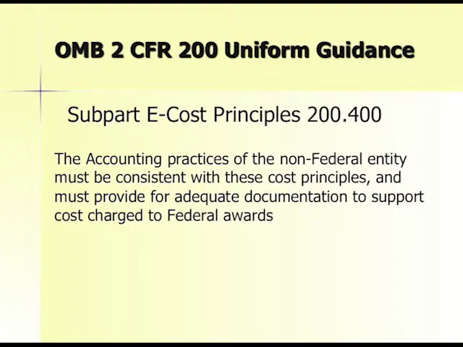So I'm going to concentrate on the new world, and that is the OMB Circular 2 CFR 200 Uniform Guidance. The cost principles under that are located at Subpart E, which begins at 200.400. It does indicate that a non-federal entity must follow these accounting practices to adequately document support for costs charged to federal awards. So this is it right here. If there's one thing you leave here with, this is the section that you want to go back and take a look at.